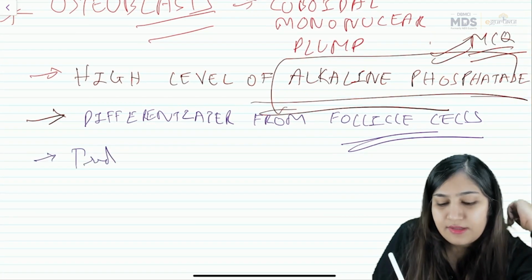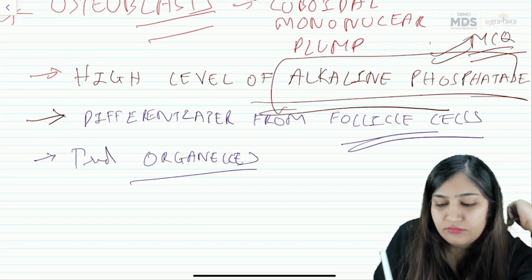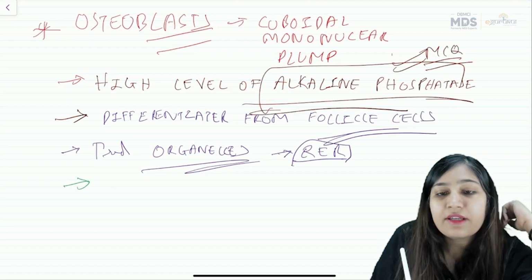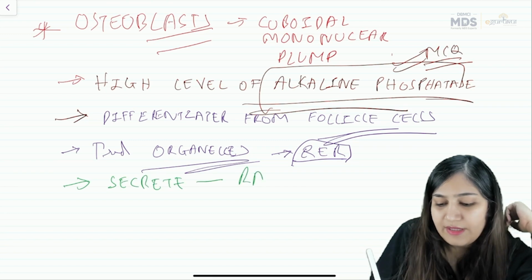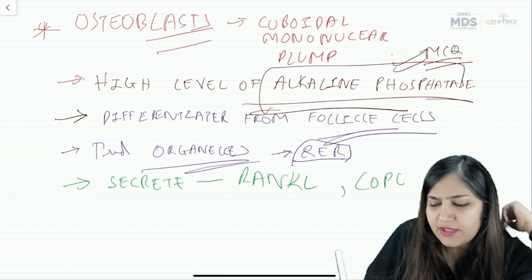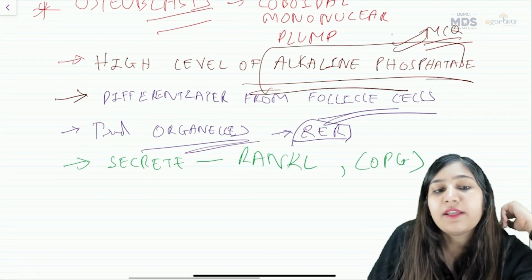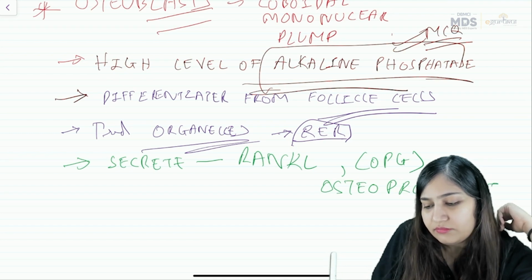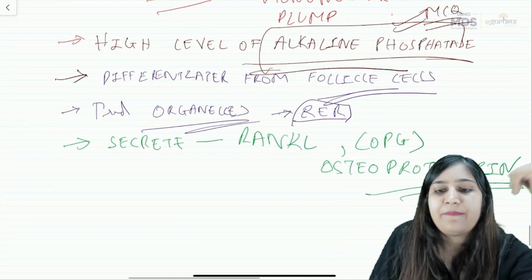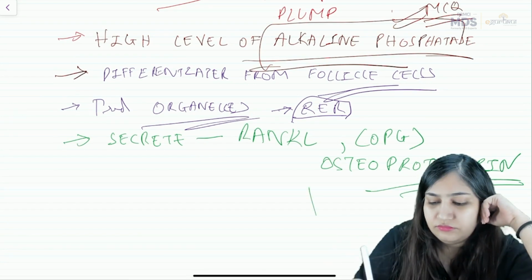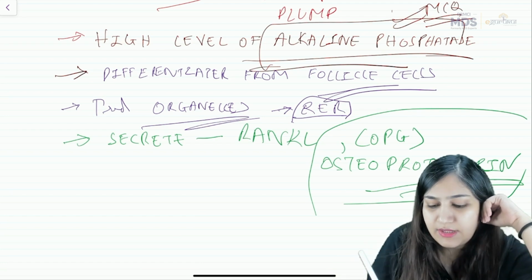Increased cell organelles such as RER. It secretes what? RANKL, OPG, osteoprotein, growth factors, and cytokines.